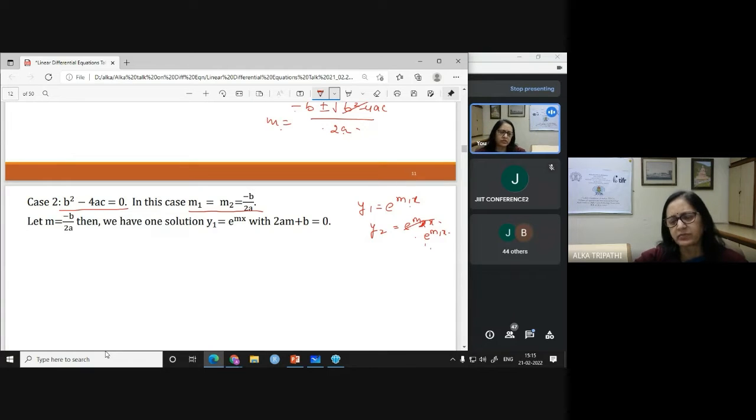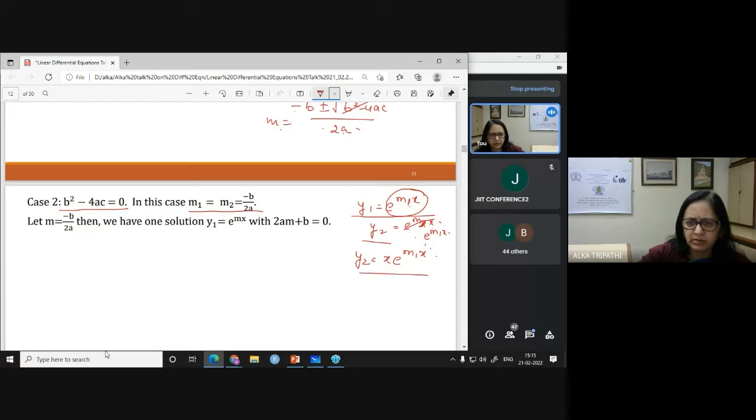Then you can see yourself that they are dependent, but I need linearly independent solutions. In that case, we take y1 as the first solution, and for the second solution, we multiply this by a simple function or simple polynomial, say x. Then y2 will be equal to x e to the power m1x.